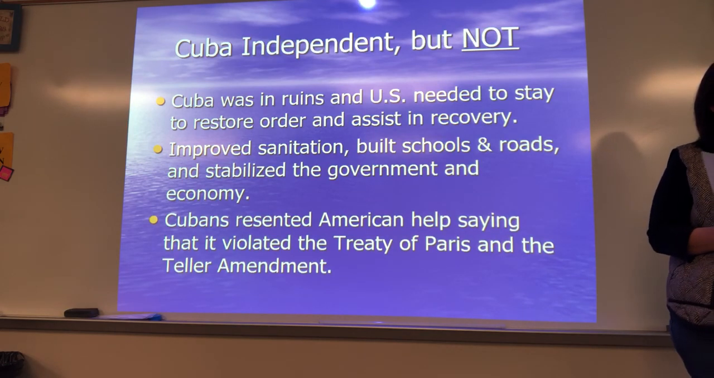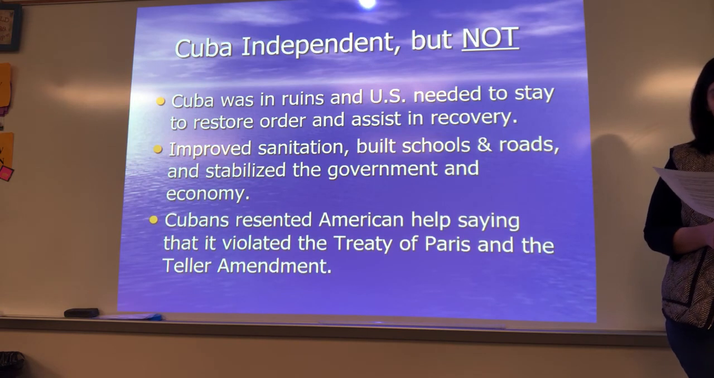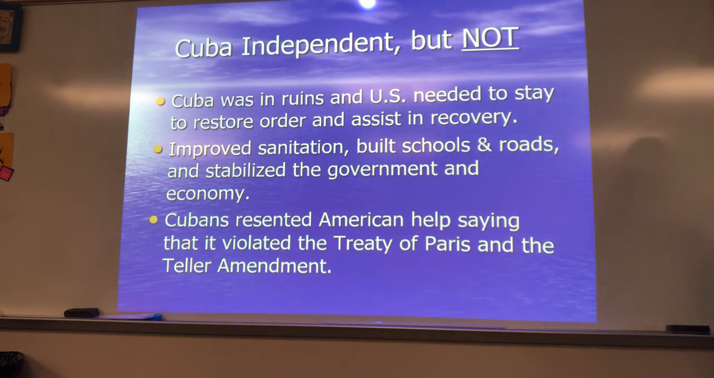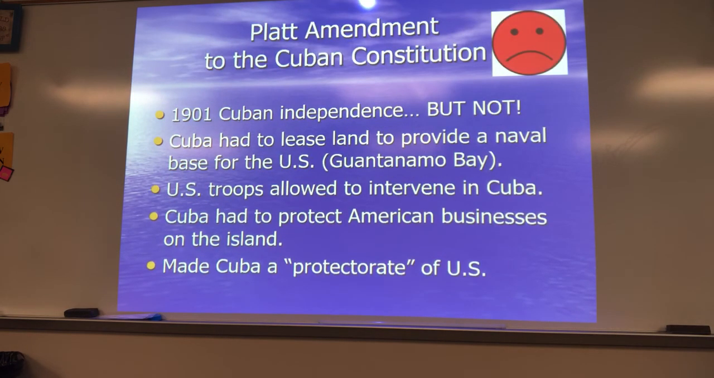Last part. Article 7. To enable the United States to maintain the independence of Cuba and to protect the people thereof, as well as for its own defense, the government of Cuba will sell or lease to the United States lands necessary for coaling or naval stations at certain specified points to be agreed upon with the President of the United States. So they have to do what here? Give us land. Does anybody know this land that they give us in Cuba? Guantanamo Bay. This is how we get Guantanamo Bay. So, are we allowing Cuba to be independent?